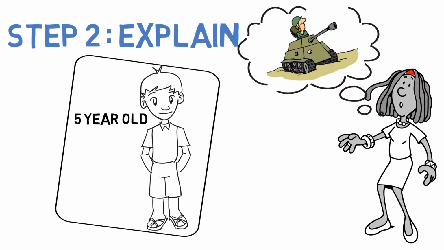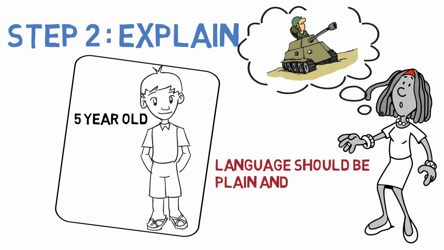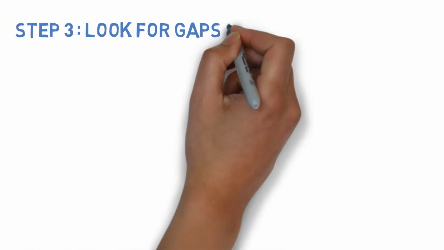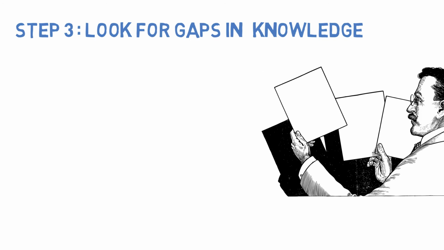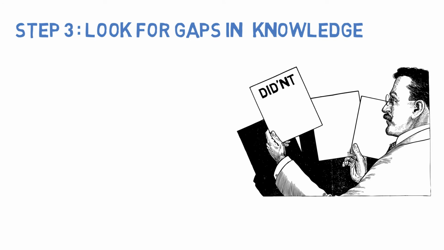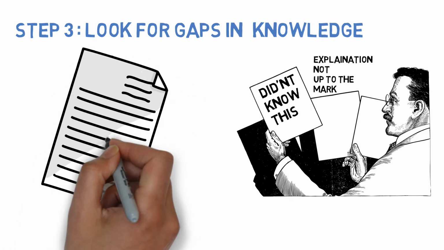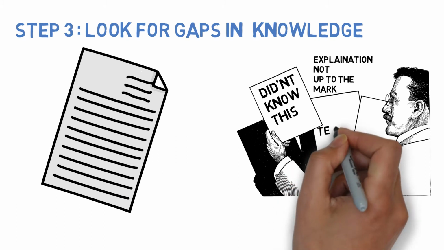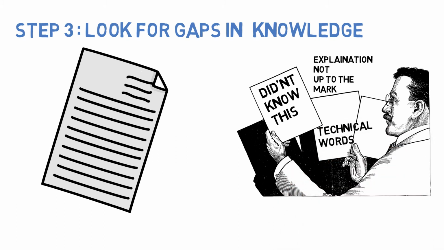The reason is that while doing it this way, you will have to explain it in a language that is plain and free from any technical words. Step 3. Look for gaps in knowledge. Review your explanation and identify the areas where you didn't know something or where you feel your explanation is not up to the mark. Keep a piece of paper with you during the explanation on which you can write about these not so good areas. Also note the areas where you had to use some technical words as you were not able to break it down.